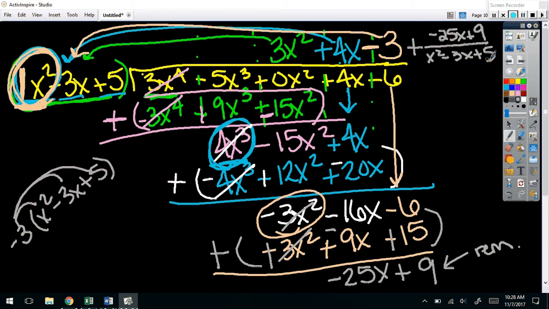So it looks like a lot with that remainder, but that remainder is just writing what I have left over over what's on the outside. So that's the answer. That tells me that this divided by this equals this.